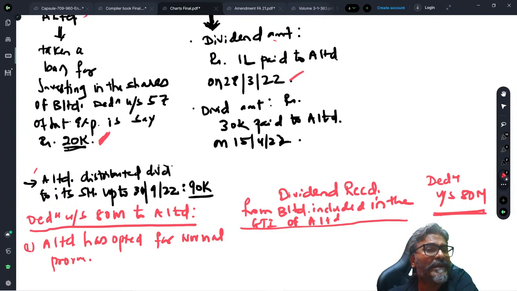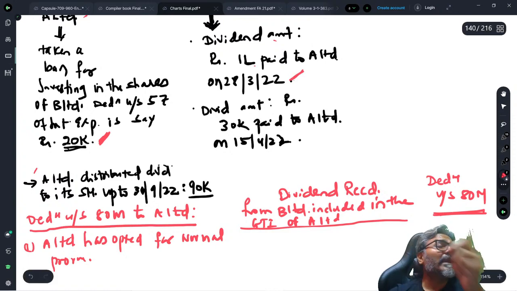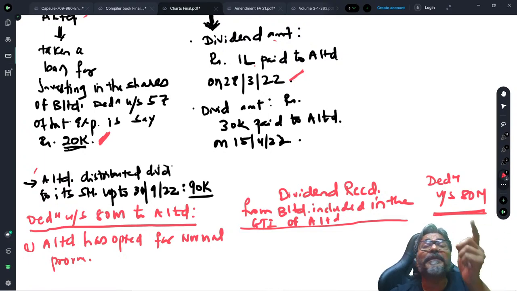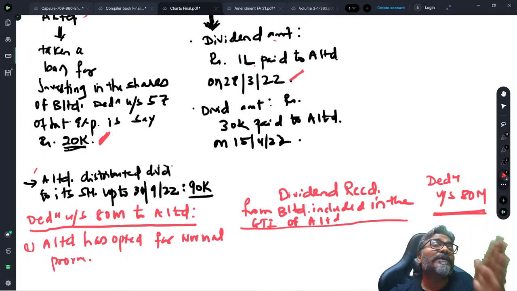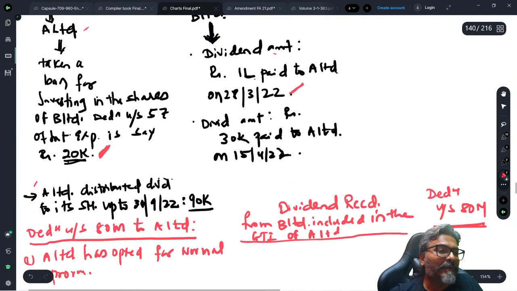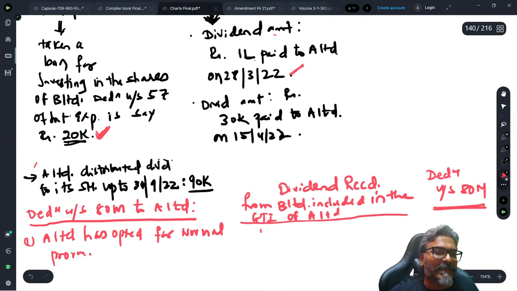So how much dividend is received during the previous year? 1 lakh. And out of 1 lakh of the dividend received during the previous year, how much is included in the GTI? Definitely you will take the deduction of 20,000 also. Normal provision is there. So 1 lakh minus 20,000, which comes to 80,000 in the first case.